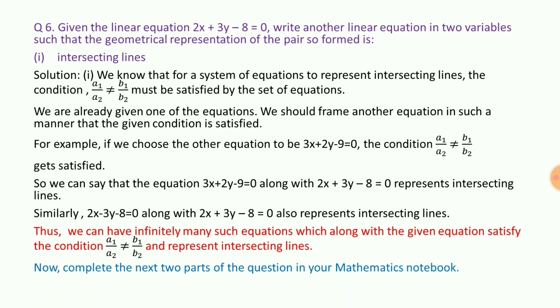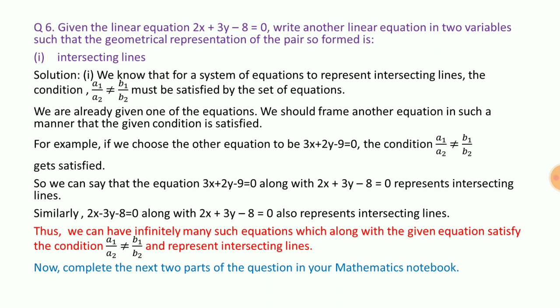See the equation clearly. It is 2x plus 3y minus 8 equal to 0. Can you all recall what is the condition for the lines to be intersecting? Yes, it is A1 upon A2 is not equal to B1 upon B2. We already have one of the equations, so we need to frame another equation in such a way that the given condition is satisfied. For example, if we choose another equation to be 3x plus 2y minus 9 equal to 0.